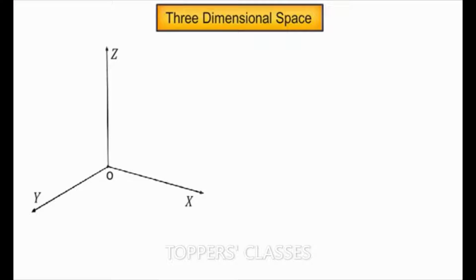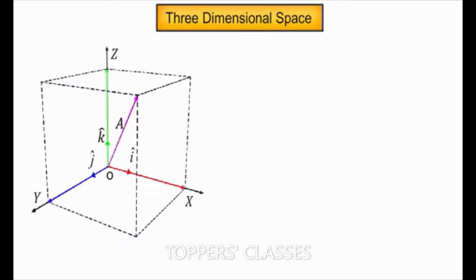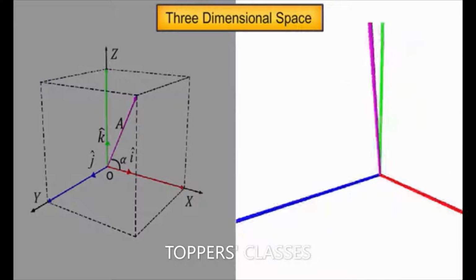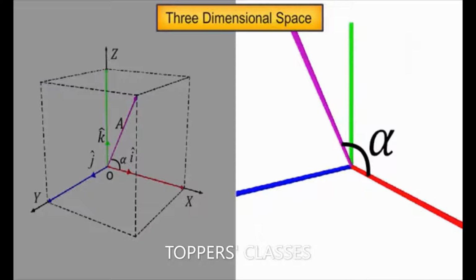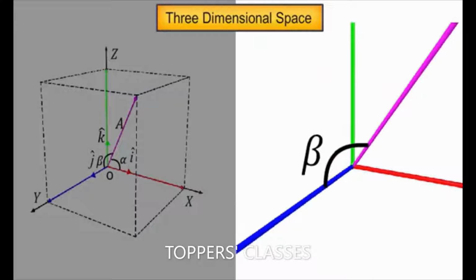Now, let's discuss vectors in three-dimensional space. Create x, y, and z coordinate axes passing through point O. Then represent a vector A passing through O. Here, alpha is the angle between vector A and the x-axis. Beta is the angle between vector A and the y-axis. And gamma is the angle between vector A and the z-axis.